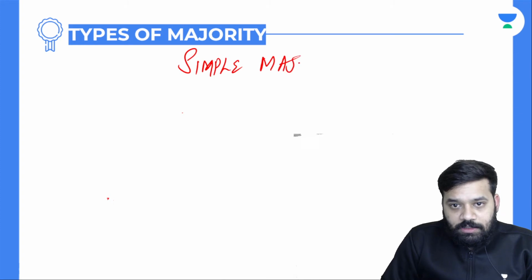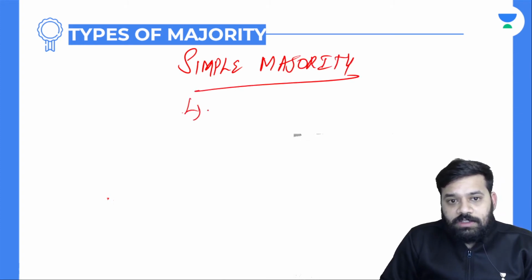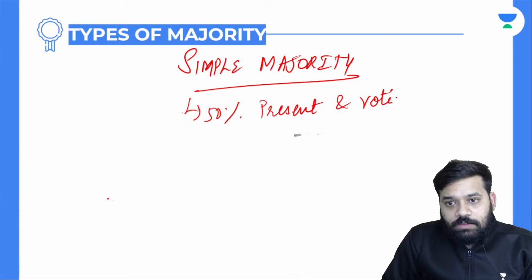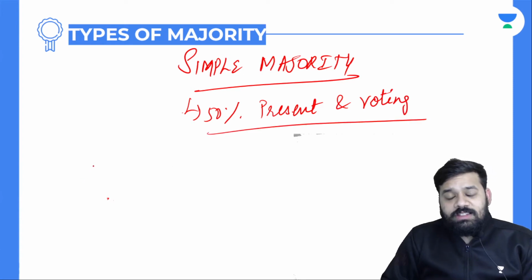Simple majority. So what is simple majority? Simple majority is nothing but 50% of the strength of the house present and voting. Sir, what's the difference, sir?